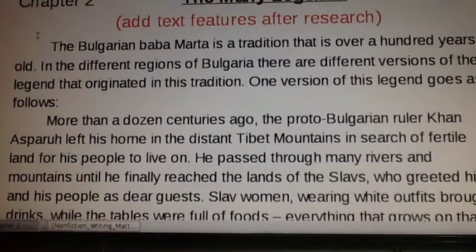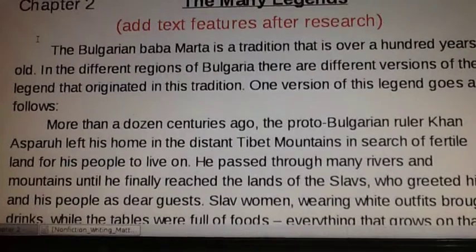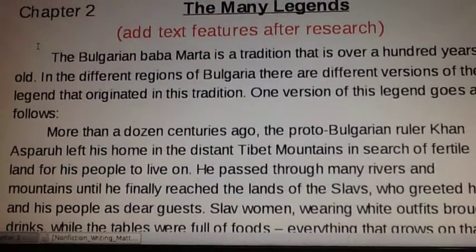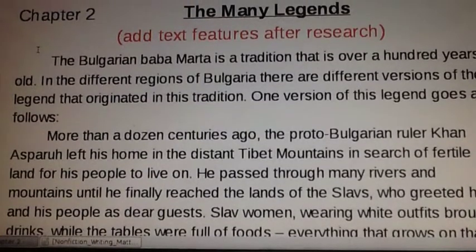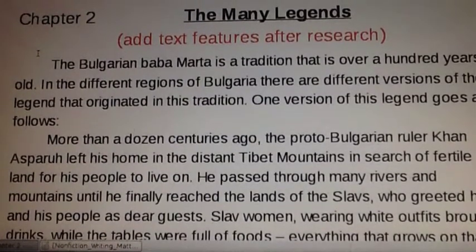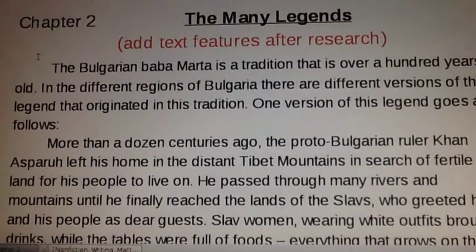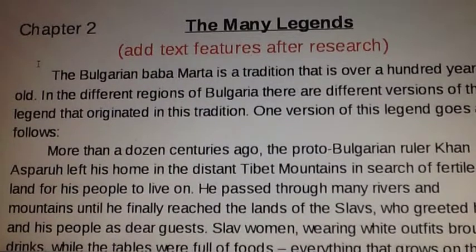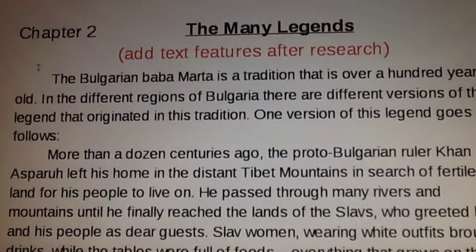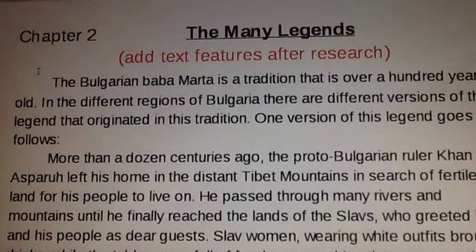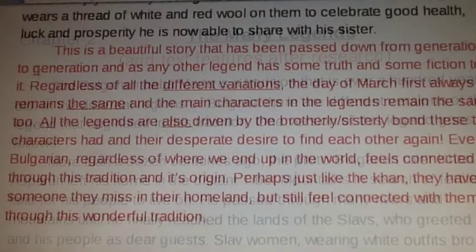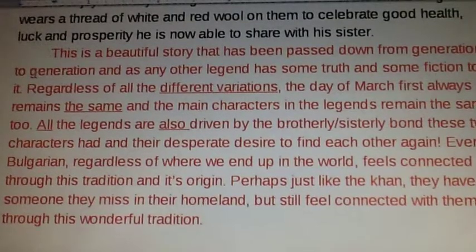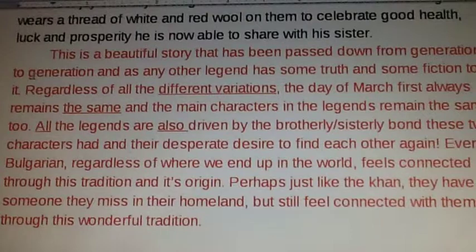So in my chapter, the many legends, as you can tell right up at the top, I have left it in red letters that I will add text features after I do some research of the different regions and what was the most popular legend in what region. But you can tell the very last paragraph is the one that I have highlighted in red, and it's the one where I took all of the legends and came up with a paragraph that compares and tells how they are different and how they are the same.